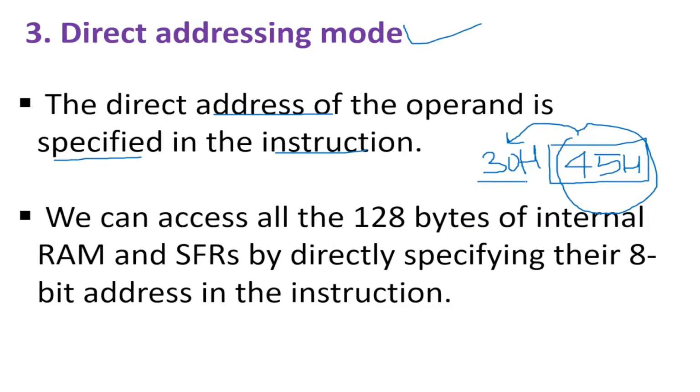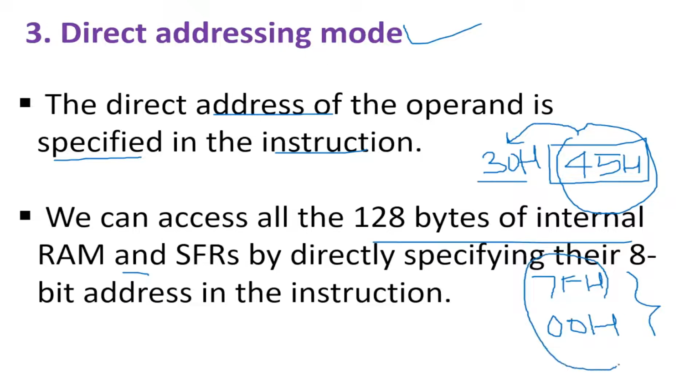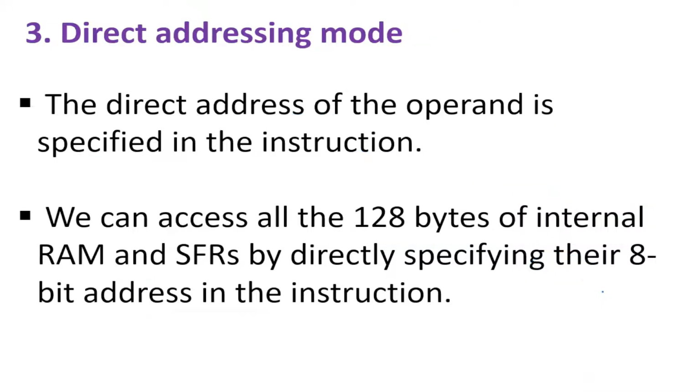Let us discuss it. We can access the 128 bytes of internal RAM because the 8051 has 128 bytes of internal RAM. The starting address of internal RAM is 00H. The ending address is 7FH. So the 128 bytes of internal RAM or SFRs can be directly specified by an 8-bit address. So when we write any of these addresses in the instruction, obviously we are using the direct addressing mode.